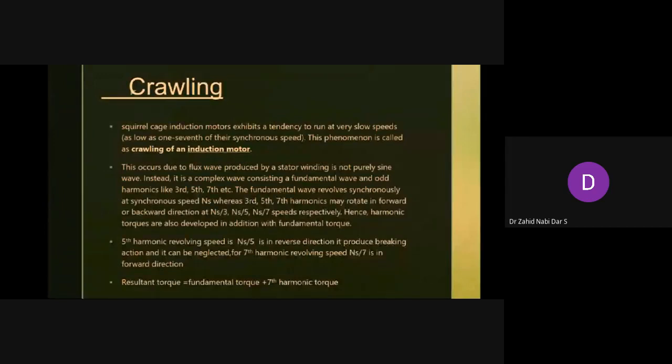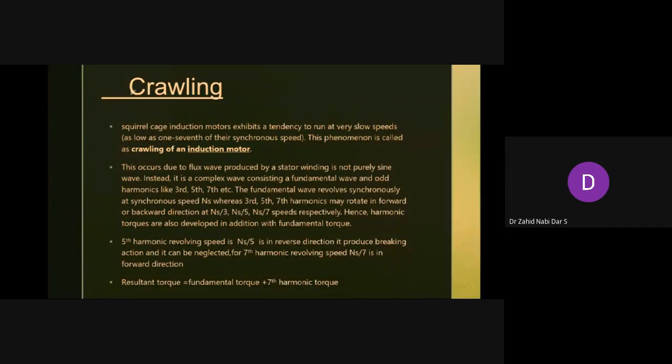In the induction motor, the flux wave produced in the stator is not a sine wave. It's a non-sinusoidal, complex wave, and it's in Fourier series form. When we draw the graph, the fundamental wave is present, and with that the harmonics are also present, meaning odd harmonics are present. Why are we not considering the even harmonics? Because in the Fourier series form, the flux wave shape has half wave symmetry. All even harmonics are absent, meaning 2, 4, 6 are absent.